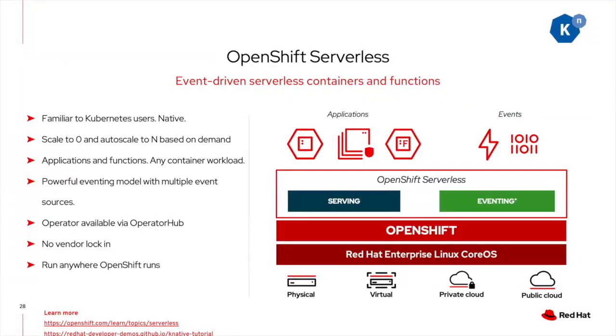OpenShift Serverless is based on the open source project Knative, one of the fastest growing serverless projects in the market today. This ensures that you don't lock in to a proprietary technology, you can run on hybrid cloud, and you benefit from innovation in a growing open source community. OpenShift Serverless enables almost any containerized application to run serverless. That means you can choose any programming language of your choice and enable auto-scaling behavior, scaling up to meet demand and down even to zero.